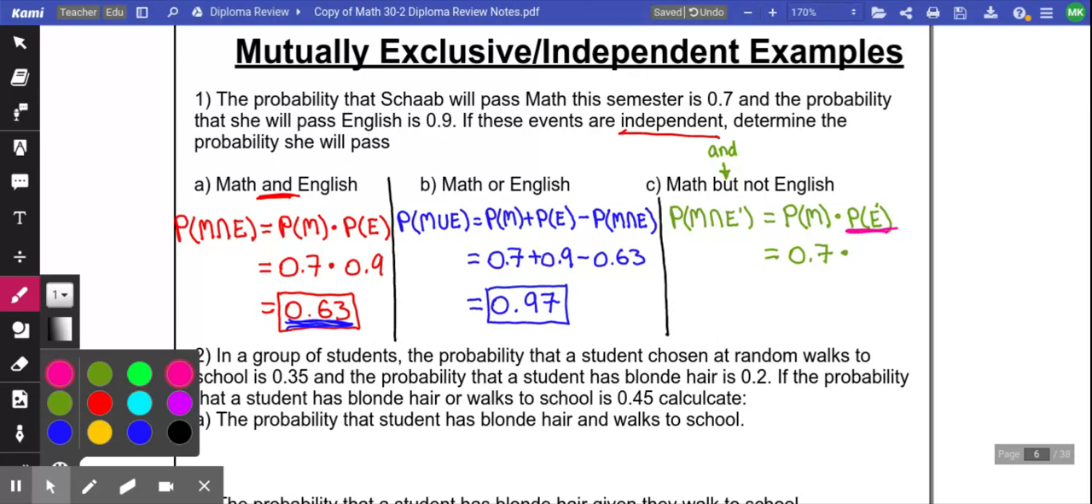To figure that out, we need to use the idea of a complement. Complement is opposite. So if the probability that I pass English is 0.9, the probability that it's not English would be 1 minus 0.9 to give you 0.1. The reason why it's 1 minus is because 1 represents 100% happening. We subtract the probability of what the opposite is, which is passing English, and that will leave me with the complement, which is not passing English. If you multiply those two numbers together, the probability of passing math and not passing English would be 0.07. A very small number, which makes sense because it's very unlikely that Miss Schaub fails English.